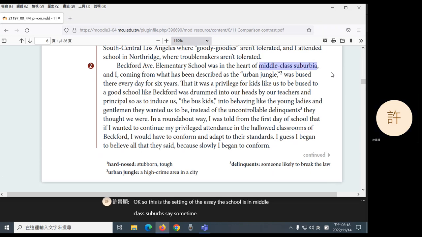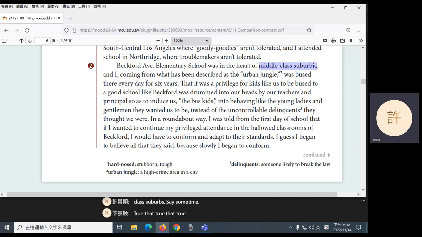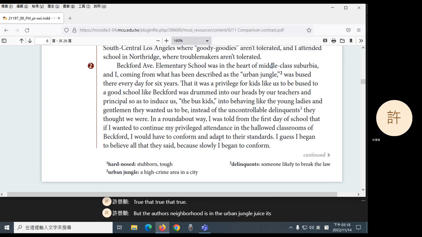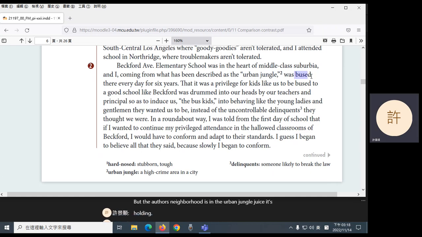在中产住宅区. But the author's neighborhood is in the urban jungle, 都市丛林. So to go to school, she had to take a bus across school district lines, 还是跨学区就学.